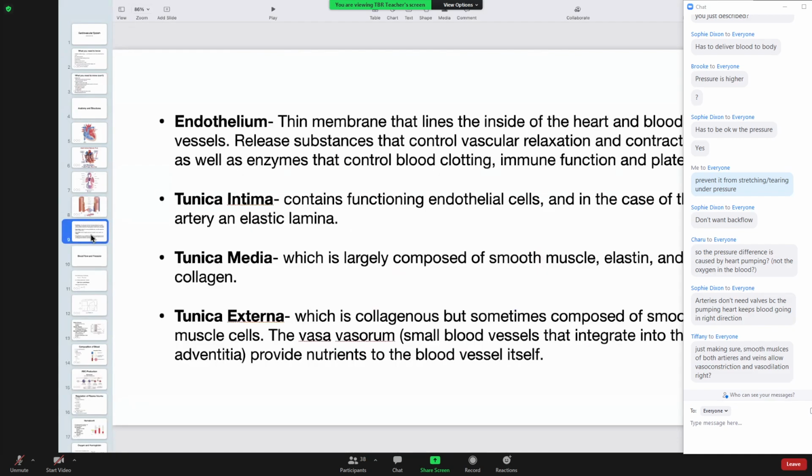So the different layers. We have the endothelium. It's the very innermost layer. It does release substances to control vascular relaxation and contraction. So it releases substances to the smooth muscle, essentially, which can cause it to contract or relax.